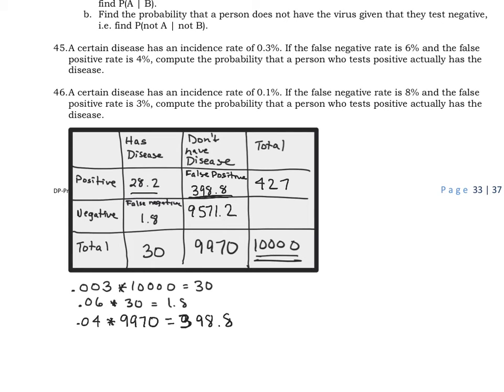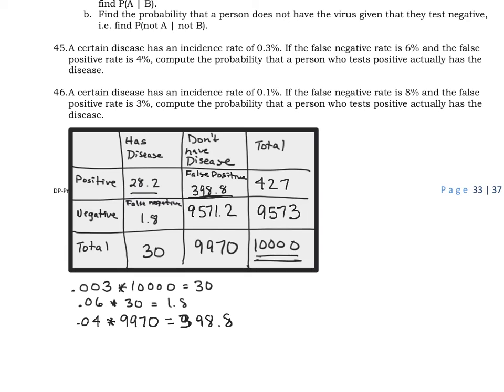Because the correct English is they tested positive. It's not like they had a good attitude when they were testing. And then the negative would be 1 8/10 plus 9,571 2/10, and that will give me 9,573.